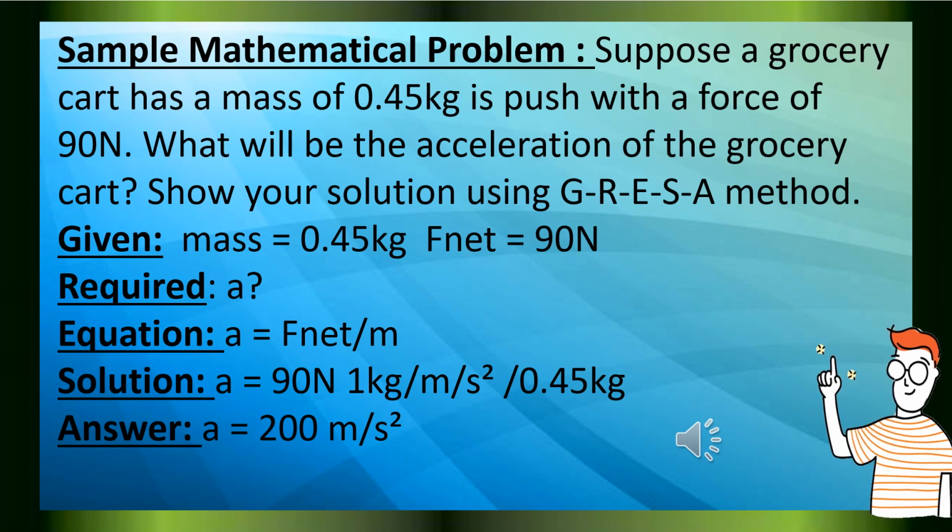Equation: a is equal to net force divided by mass. Solution: a equals 90 newtons, or 1 kilogram meter per second squared, divided by 0.45 kilogram. Answer: a is equal to 200 meters per second squared.